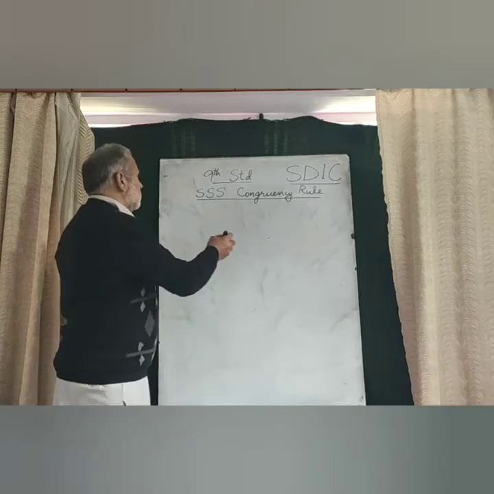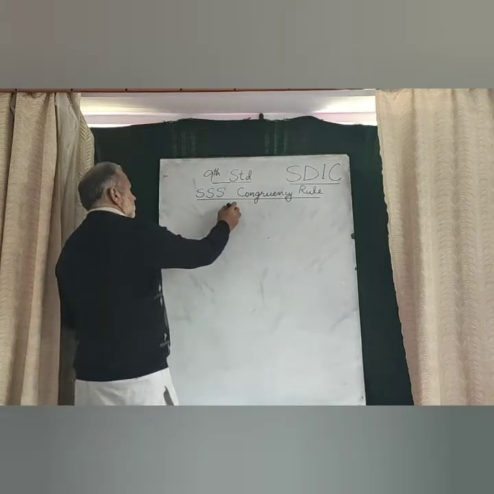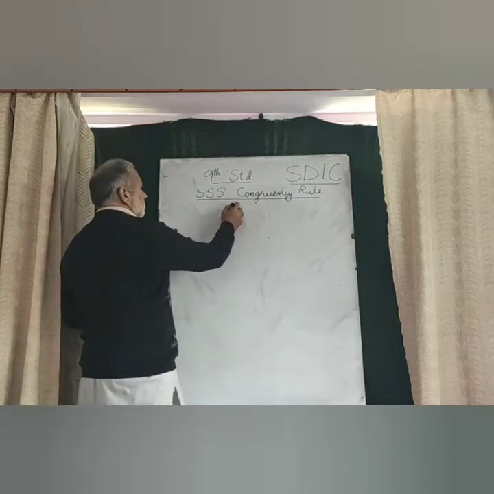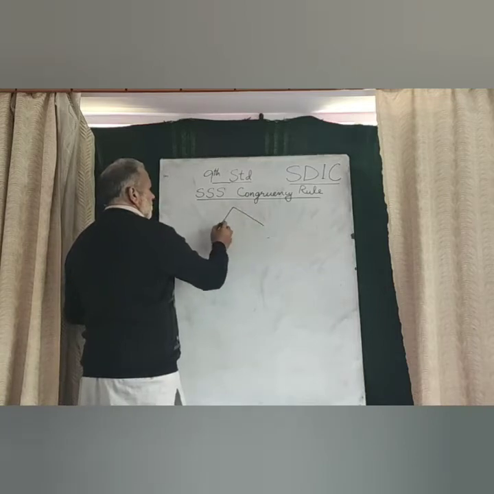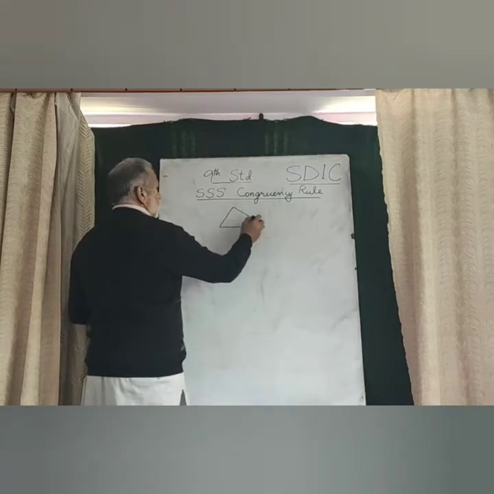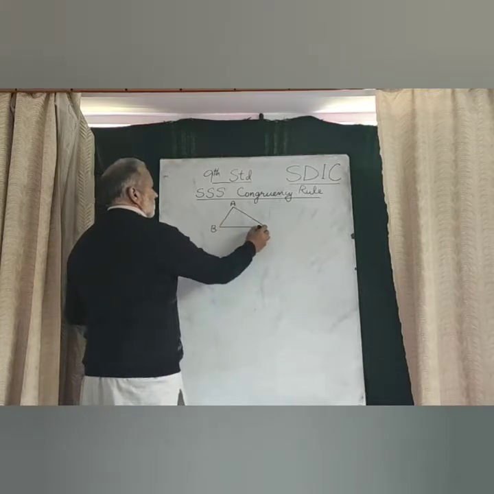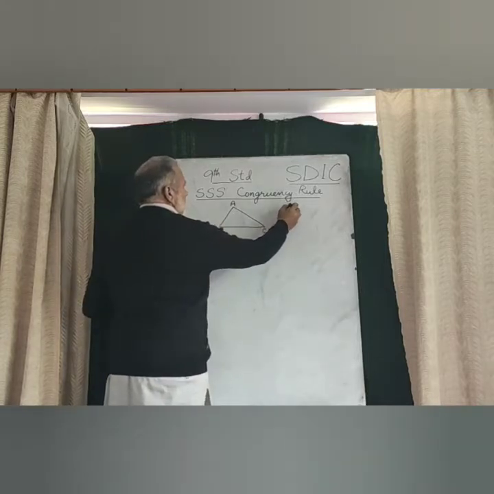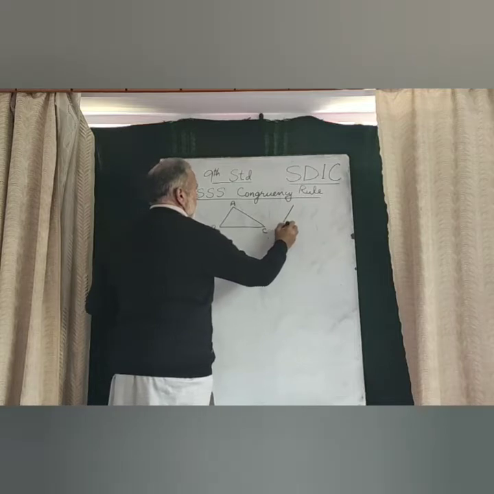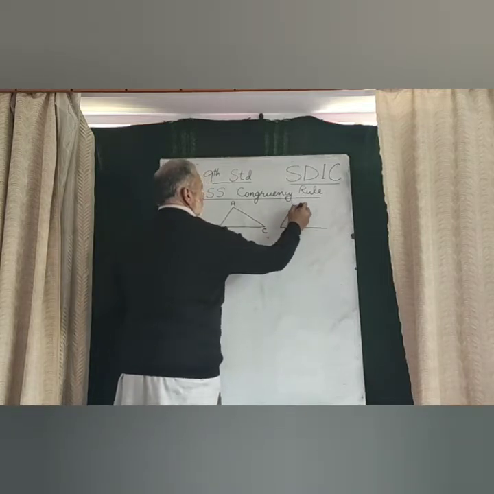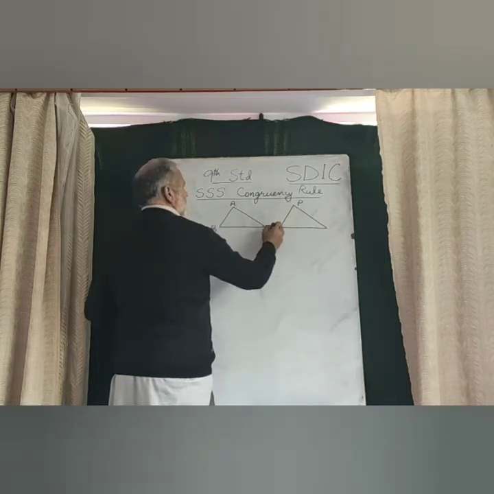Let us draw the diagram. We'll draw two triangles. Consider this to be the first; let us name it ABC. And let us use this as the second triangle. We'll name it PQR.